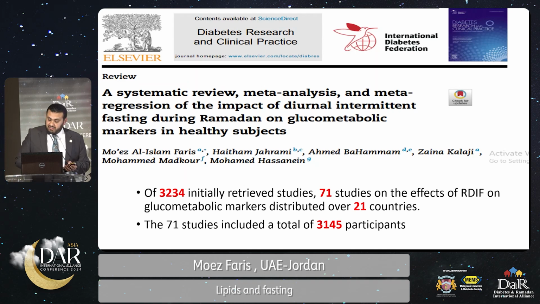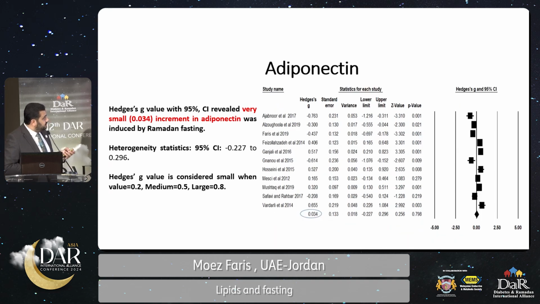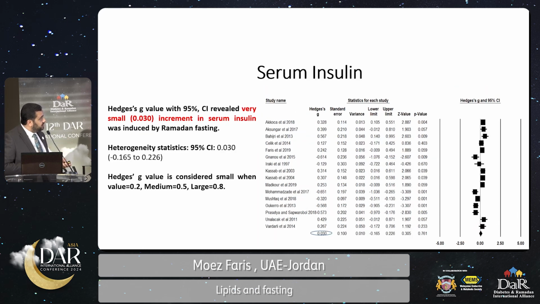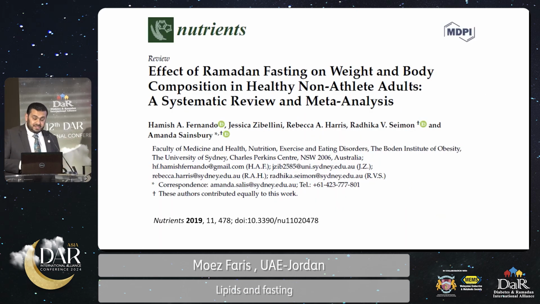Discussing the effect of Ramadan fasting on glucose homeostasis markers, which are also determining factors for cardiometabolic health, over 3,000 subjects observing fasting showed a significant but slight reduction in leptin, a significant but slight improvement in adiponectin, an increase in serum insulin as part of the normal response in healthy people, and a slight decrease in the HOMA-IR insulin resistance marker. All these also indicate a good impact on the cardiometabolic risk factors.